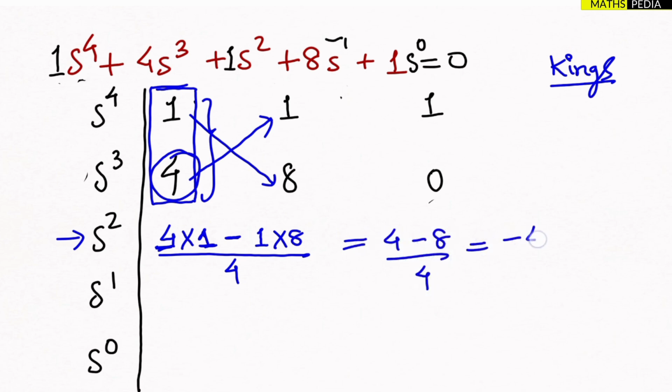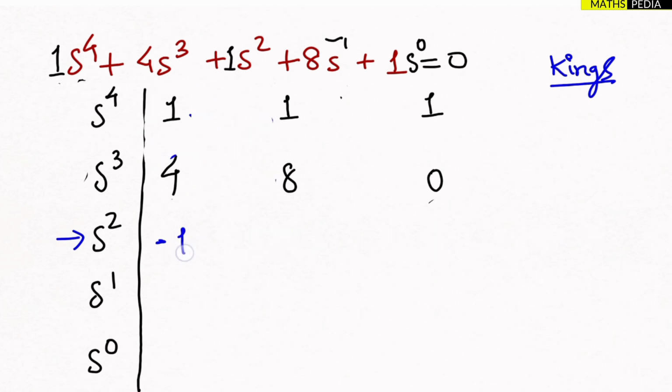What is 4 minus 8? It is minus 4 by 4, which is equal to what? Minus 1. Simple. So there is no space for this much calculation. So after calculating, I'll just put the value here directly.